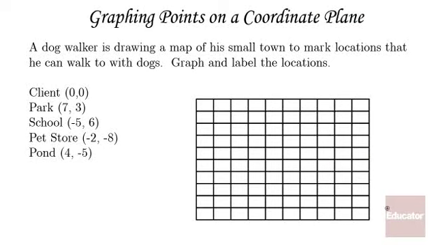Let's chart graphing points on a coordinate plane. A dog walker is drawing a map of his small town to mark locations he can walk to with the dogs. Graph and label the locations. All right. So I'm going to use red here to write the axes so that we can see it. It's a little bit crooked. It's helpful when you're doing this to use graph paper and a ruler.